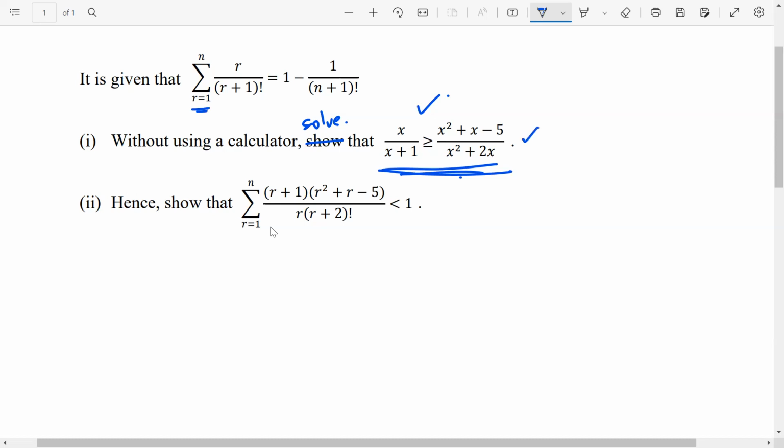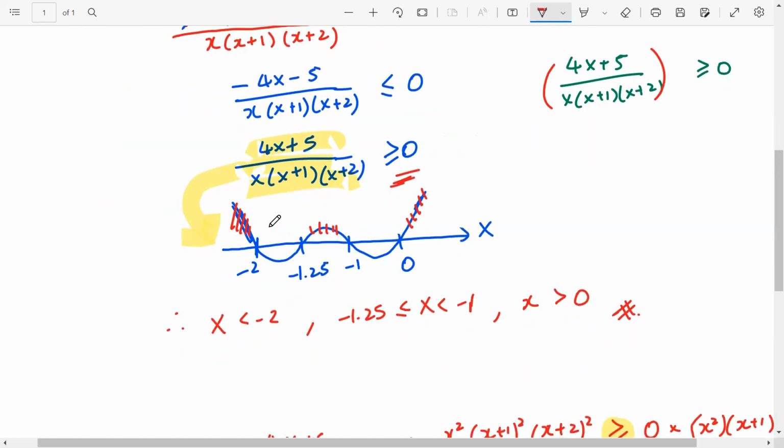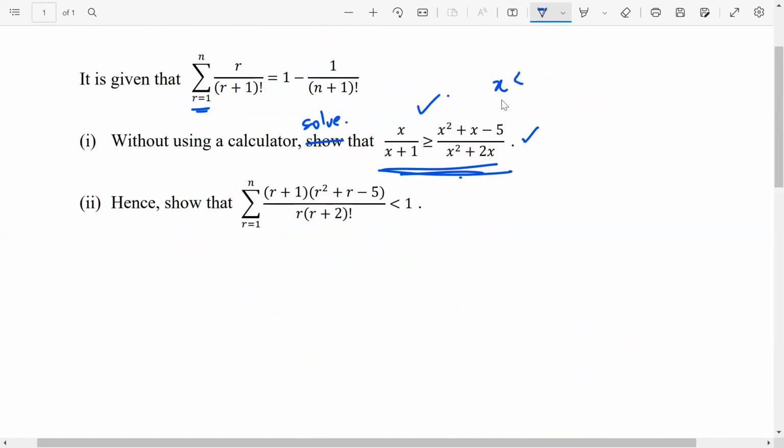Okay, when the answer is, let me find the answer again. We need the answer here: x smaller than -2, then -1.25, x = 1, and x greater than 0. As long as x is positive, this will be true. The hence then comes from here. So you need to try and observe.